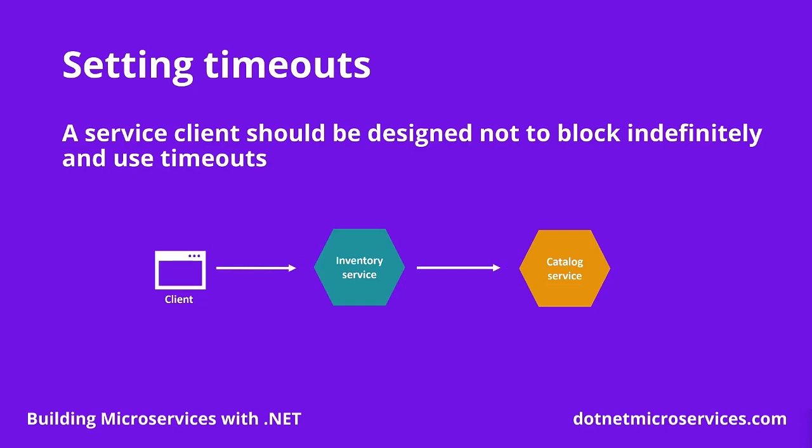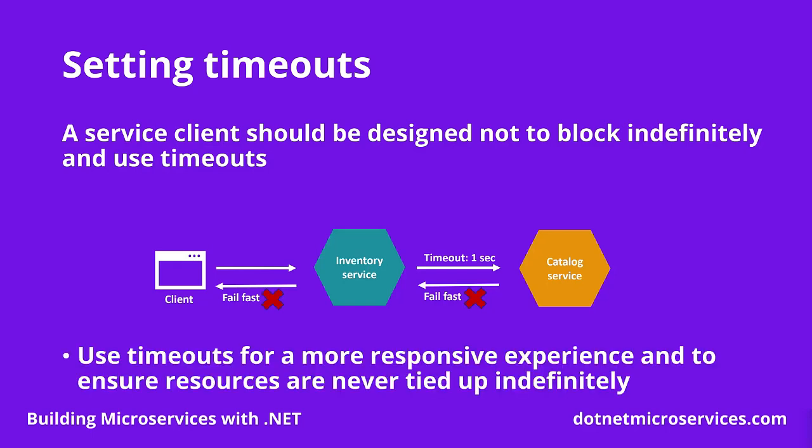Instead of this, you can set a timeout of, say, no more than 1 second, so that if the catalog service takes more than that to respond, the request immediately fails, and the inventory service can in turn return the appropriate response to the client, even if it's a failure. This enables a more responsive experience and also ensures that resources are never tied up indefinitely.